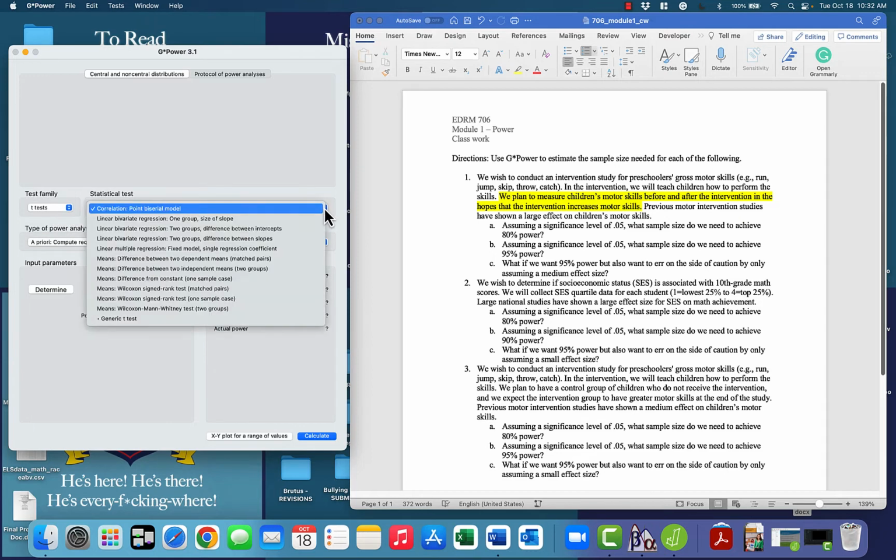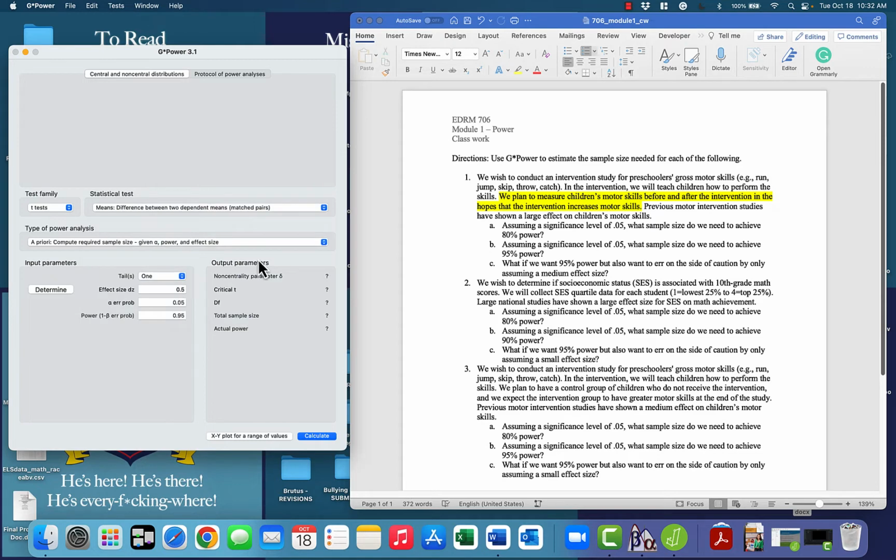And when we look at our options under the statistical test, we'd want to go down here to means, either difference between two dependent means or matched pairs, or the independent means. So what do you think is here? So again, we've got this before and after. So we're measuring the children before the intervention, and then we do the intervention and we go back to them after the intervention and measure them again. So this would be matched pairs.